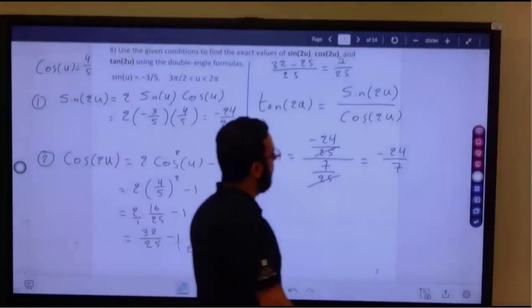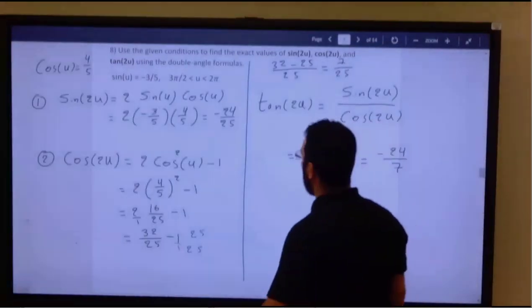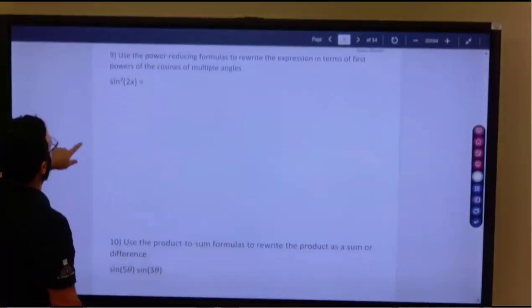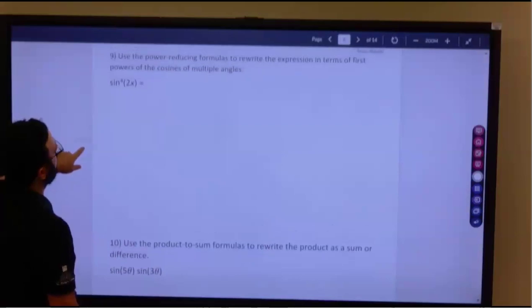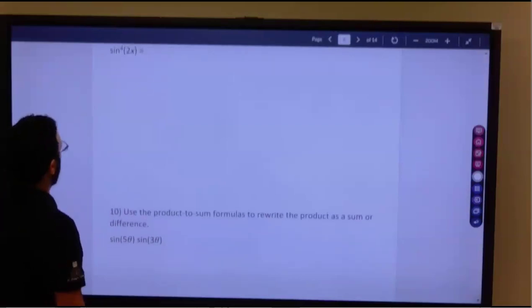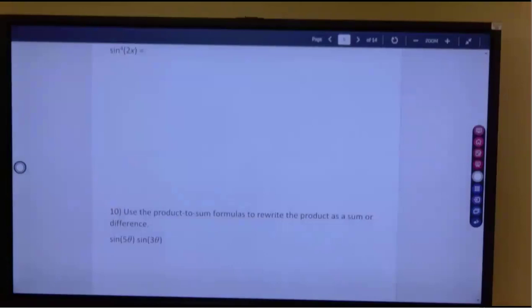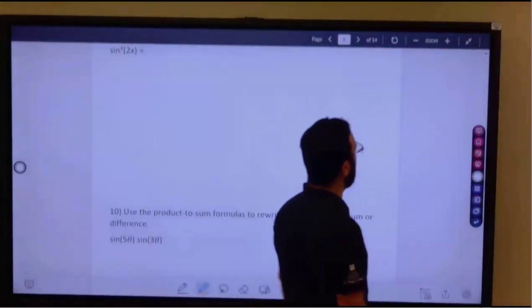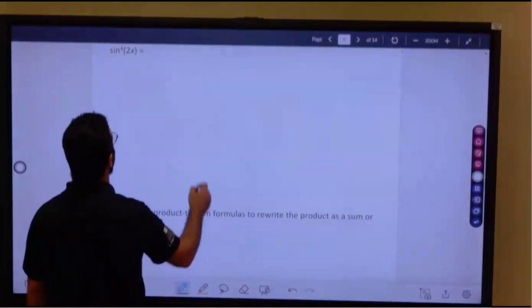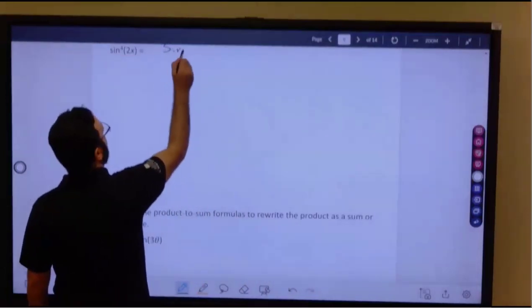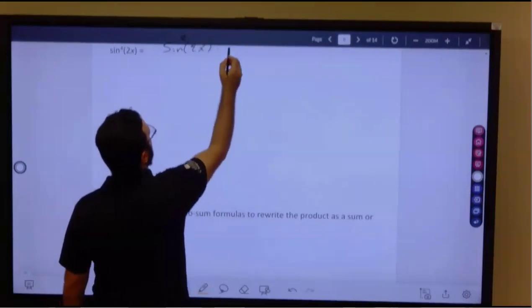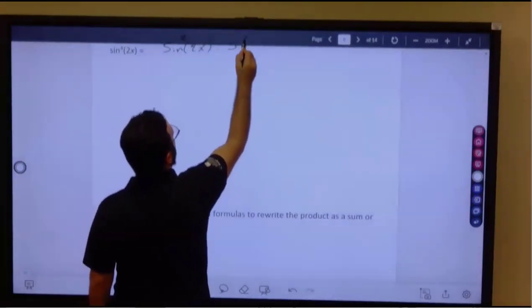For example 9, we need to find sine to the power 4 of 2x. How are we going to do that? It's exactly the same thing that we did for sine 4 of x. Now sine to the 4 of 2x, you can say that it's sine squared 2x times sine squared 2x.